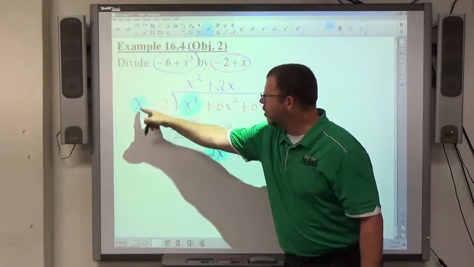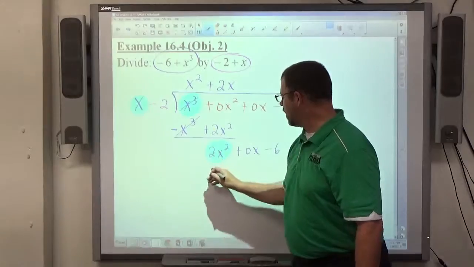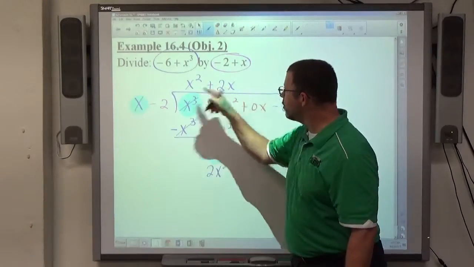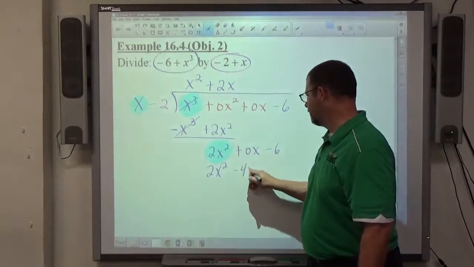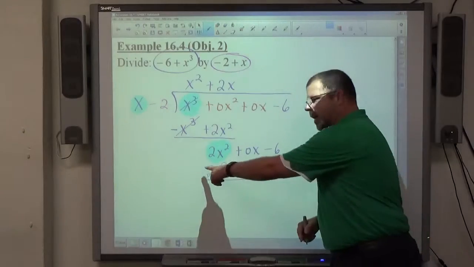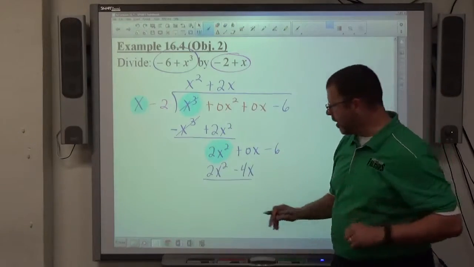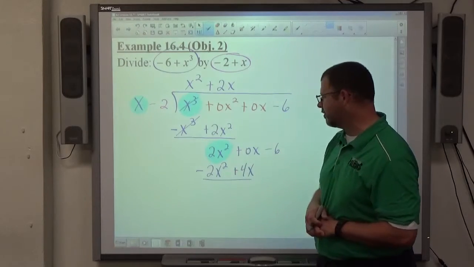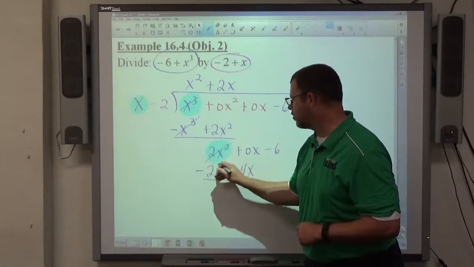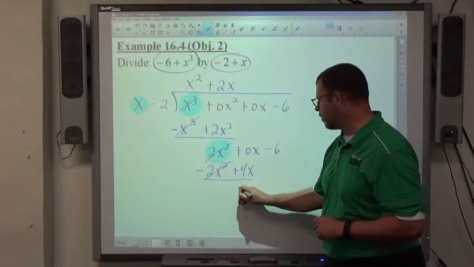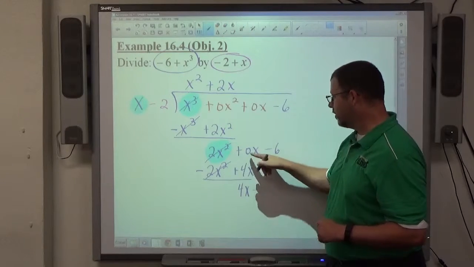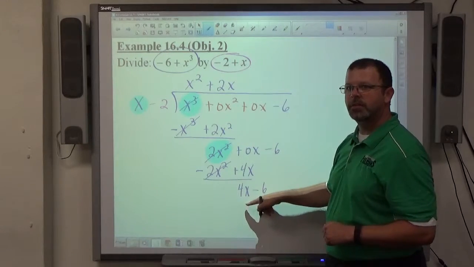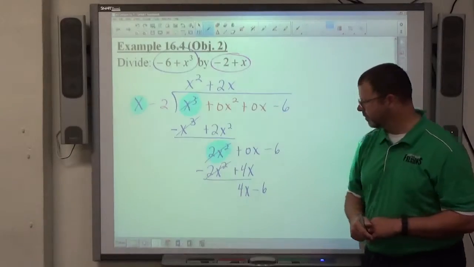Multiply answer times both pieces. 2x times x is 2x squared. 2x times negative 2 is negative 4x. I got a product. I changed every sign in the product. 2x squared is positive becomes negative. 4x is negative becomes positive. 2x squared minus 2x squared cancels. 0 plus 4 is 4. Again, zero term had no power over anything. Just gave 4x a place to go.